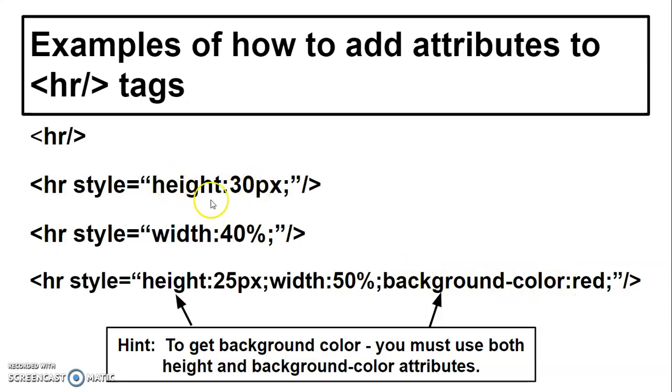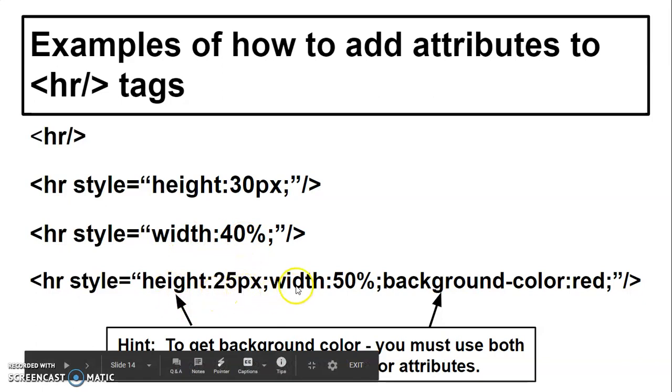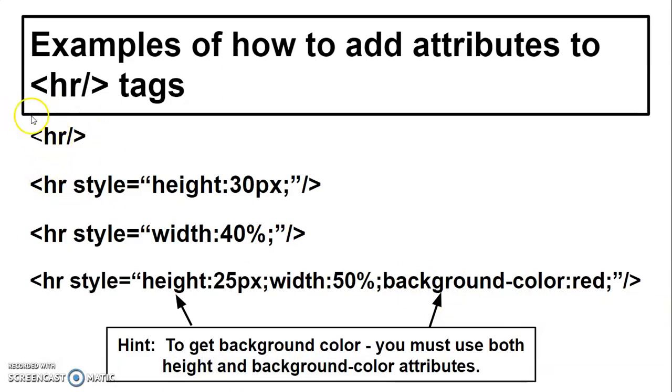So the height attribute has a 30 pixel value. The width, in my case, has a 40% value. And then the height, the width, and the background color. I added all of them here. But let's just look at the way the code is. Look where my HR is. Well, this one doesn't have any attribute. But look what I did.